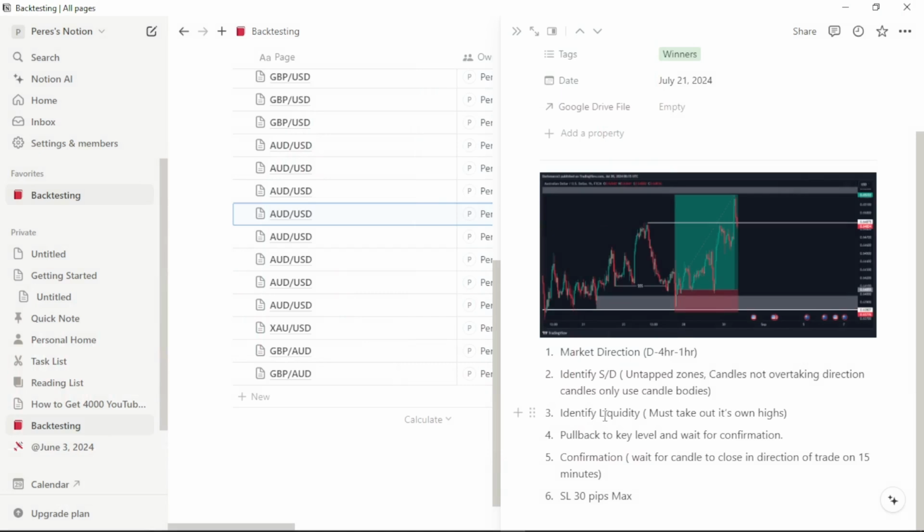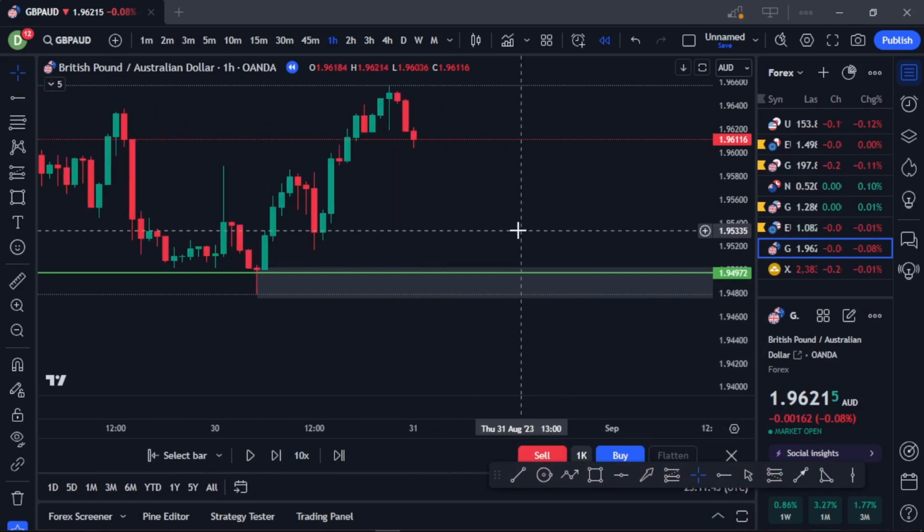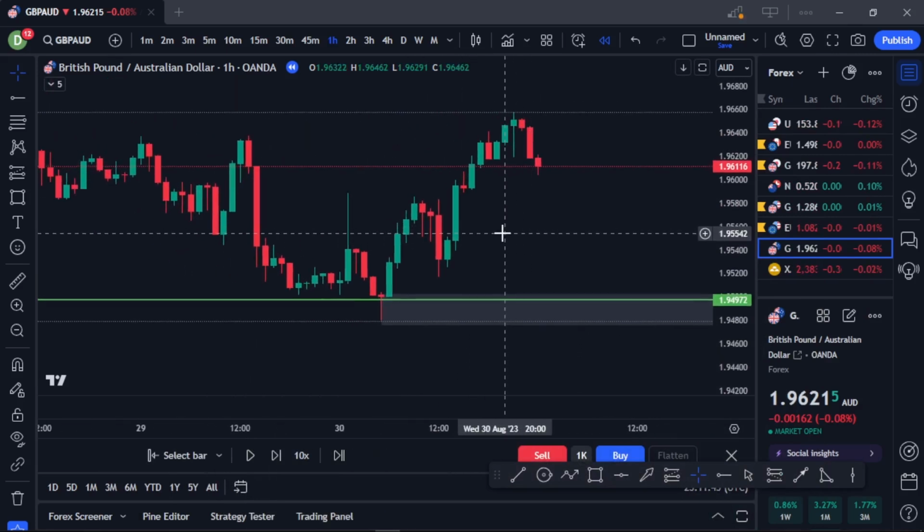So over here they say identify liquidity must take out its own highs. So now your liquidity should be able to take out its own high. For example, where's the candle that formed our liquidity? This red candle here. So here's our liquidity area here.